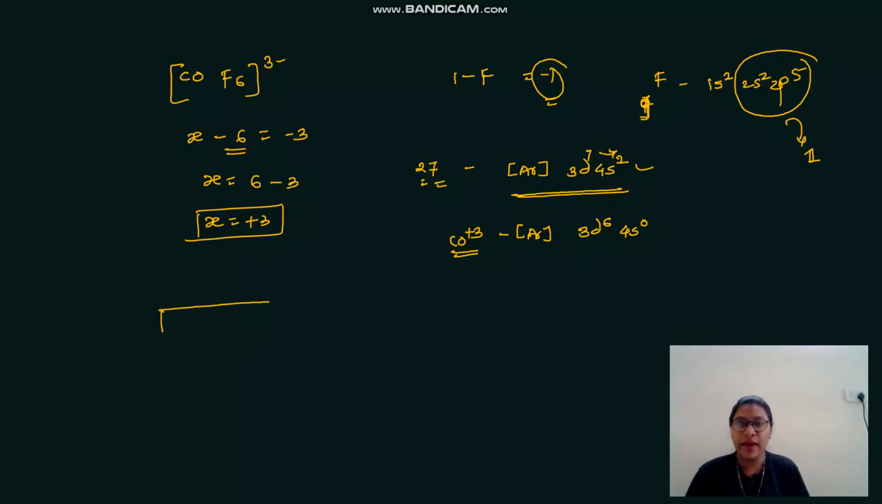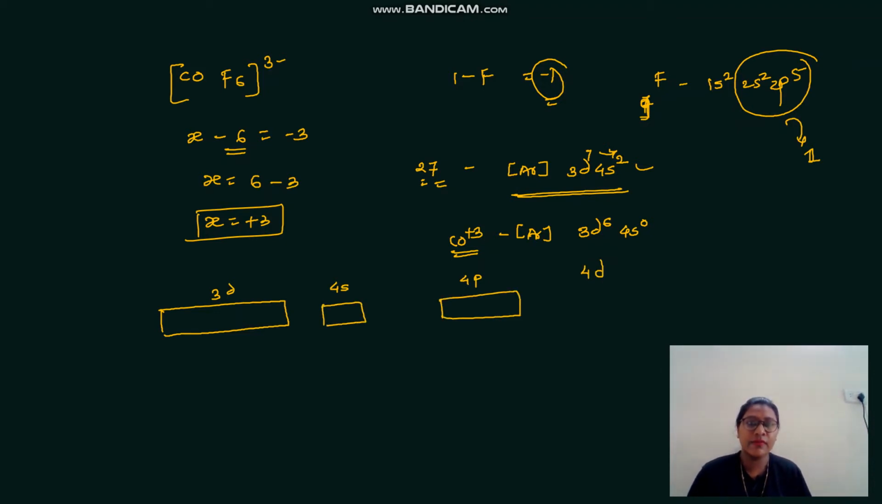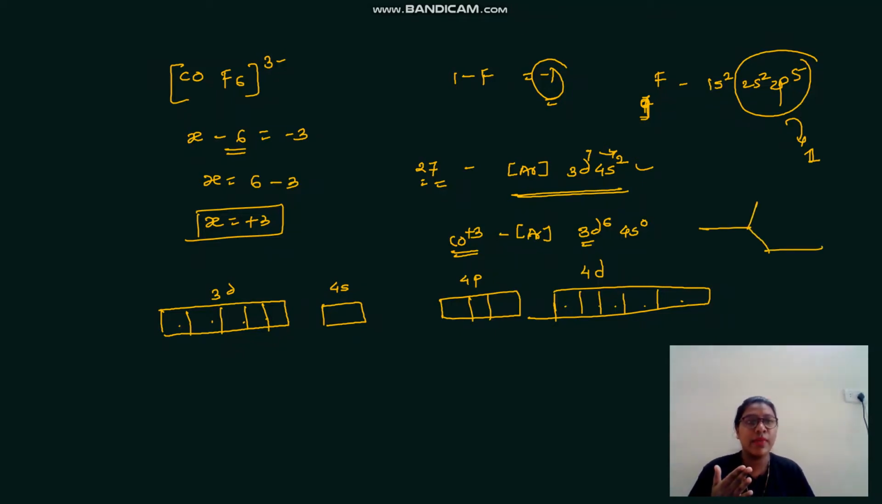Now write the orbitals. Here 3d, here 4s, here 4p, here 4d. The ligand is weak field. In weak field ligand, no pairing of electrons takes place. 1, 2, 3, 4, 5. Here 3d6. If there is a weak field ligand, then no pairing of electrons takes place. Why? Because the gap between t2g and eg is very small. Therefore, fill electrons one by one, then pairing.